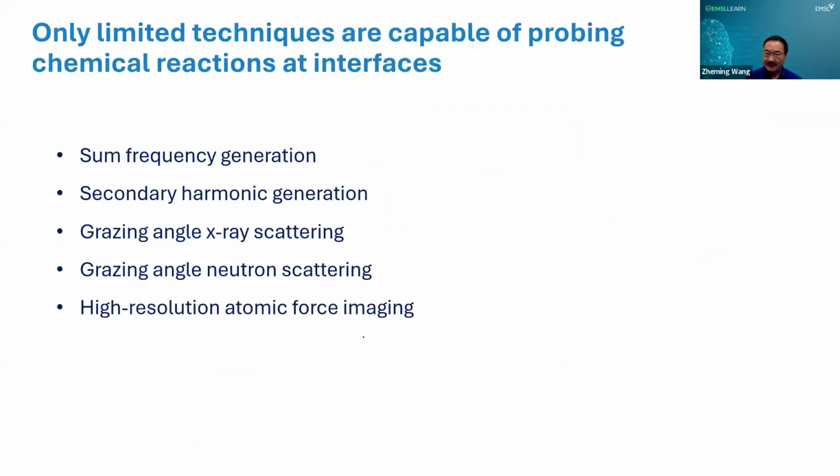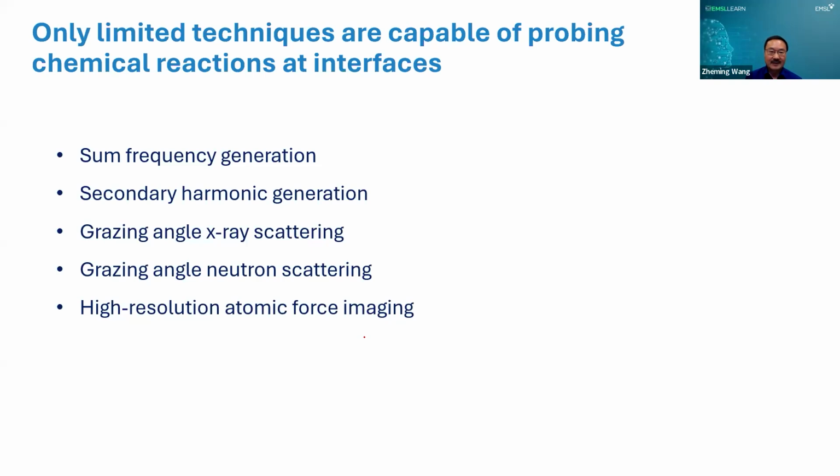There are a few techniques at our disposal at the time being. We have techniques such as grazing angle X-ray scattering and grazing angle neutron scattering. The X-ray scattering will handle heavier elements, and neutron scattering will handle the lighter elements. And of course, we have high resolution atomic force microscopes that can see the topography with atomic resolution. However, while these techniques give the topography and atomic coordinates of the atoms, they don't really give any chemical interaction or bonding information.